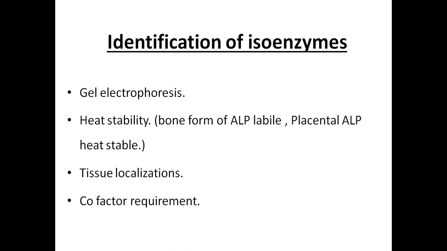Then tissue localization: some isoenzymes are present in some tissues only. For example, CPS1 is present in mitochondria and CPS2 in cytosol. The distribution of isoenzymes is restricted to different organs and tissues, which is useful for identification. Then cofactor requirement: certain isoenzymes require cofactors and certain isoenzymes don't, so depending on cofactor requirement we can also identify the type of isoenzyme.